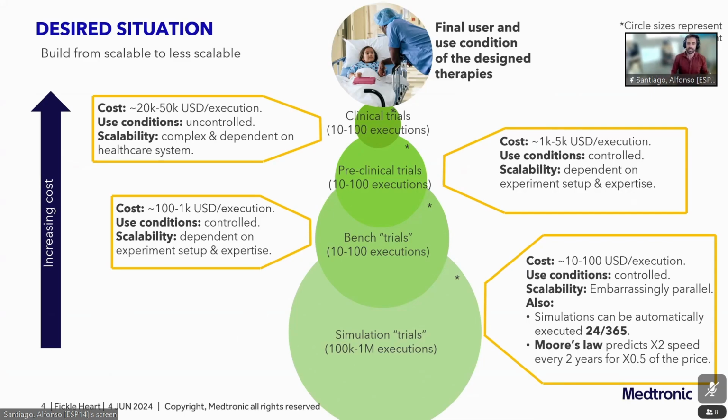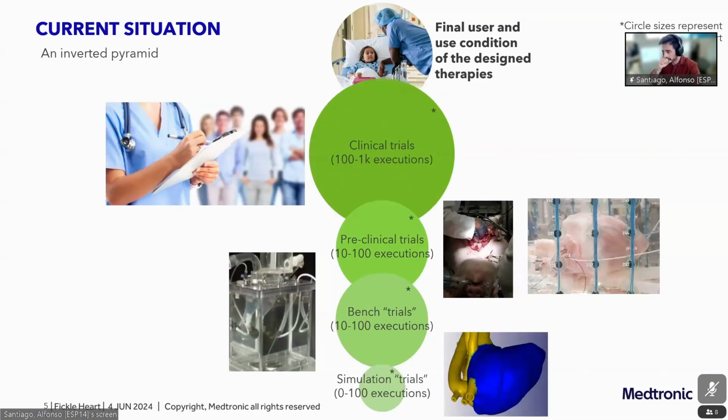Also, computer simulations can be run every hour of the day, every single day of the year. And because of Moore's law, the slide that I showed before, you will have computers that are twice as fast every 2 years for half of the price. Now, as an experimentalist, to run twice as many experiments every 2 years for half of the price, that will never happen. The real situation actually looks something like this.